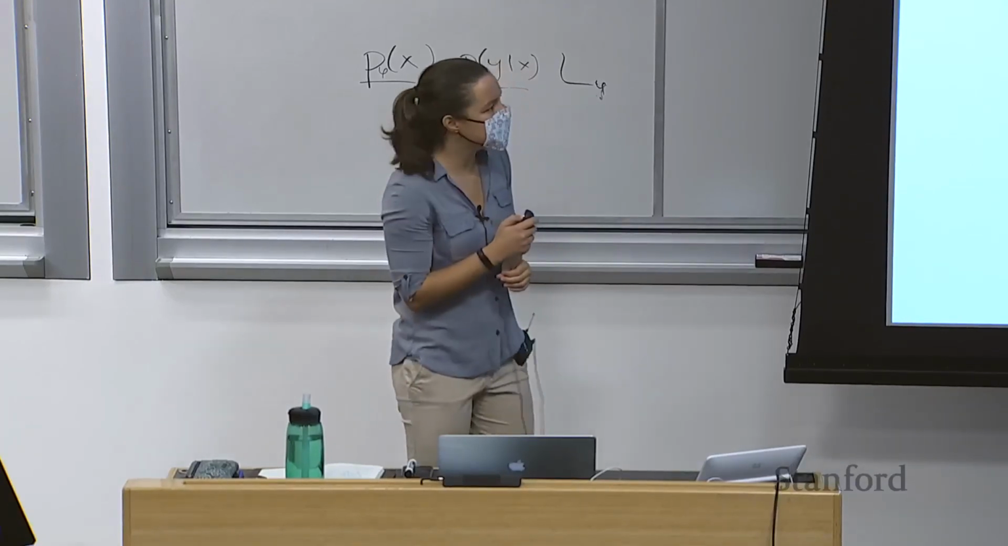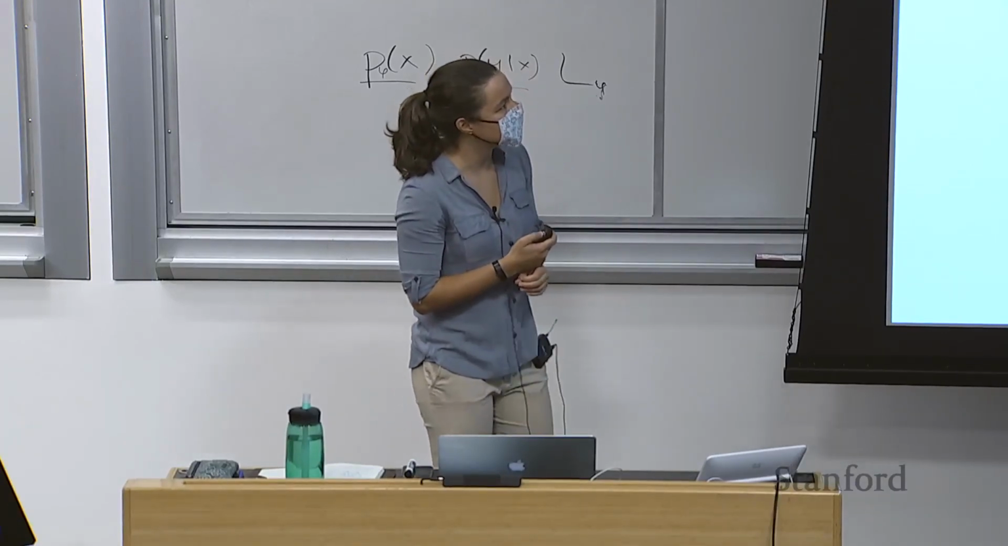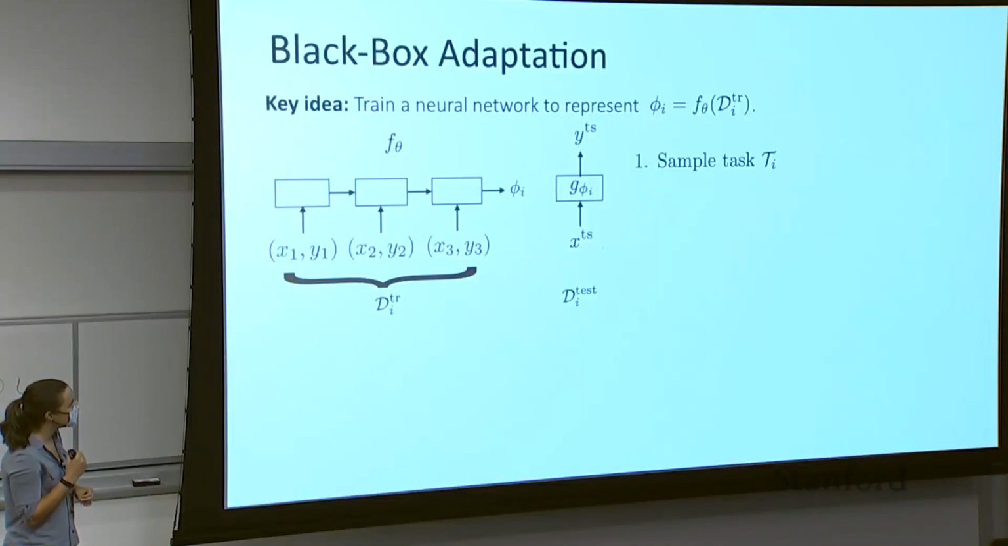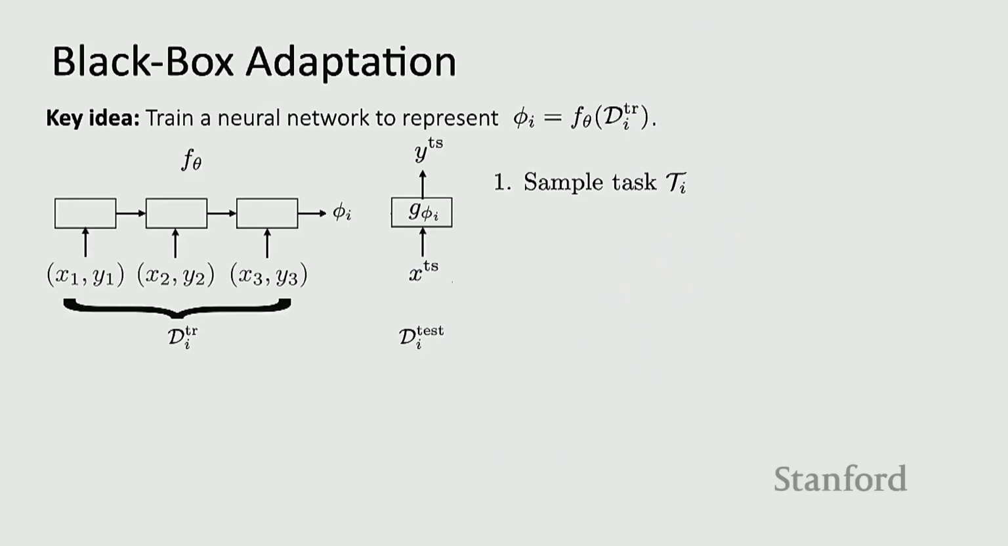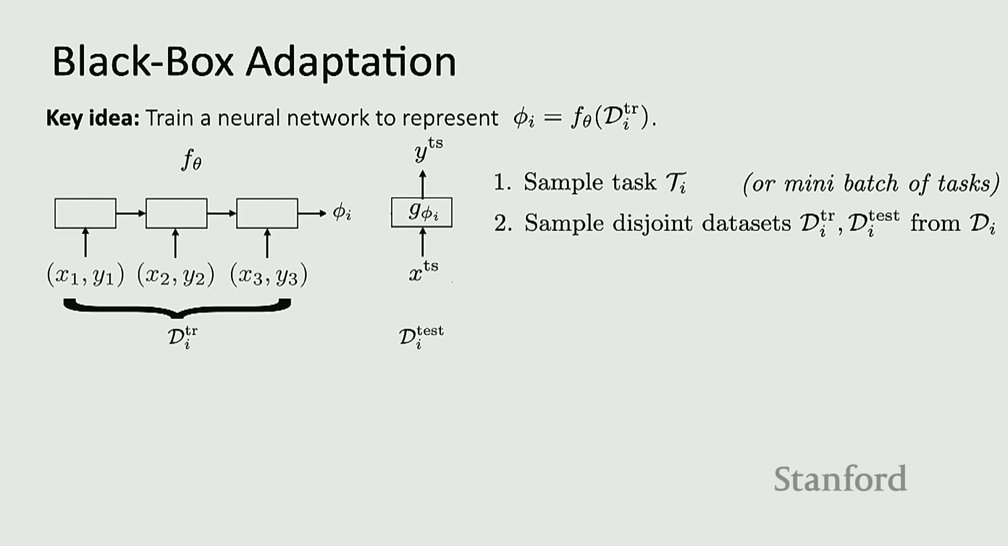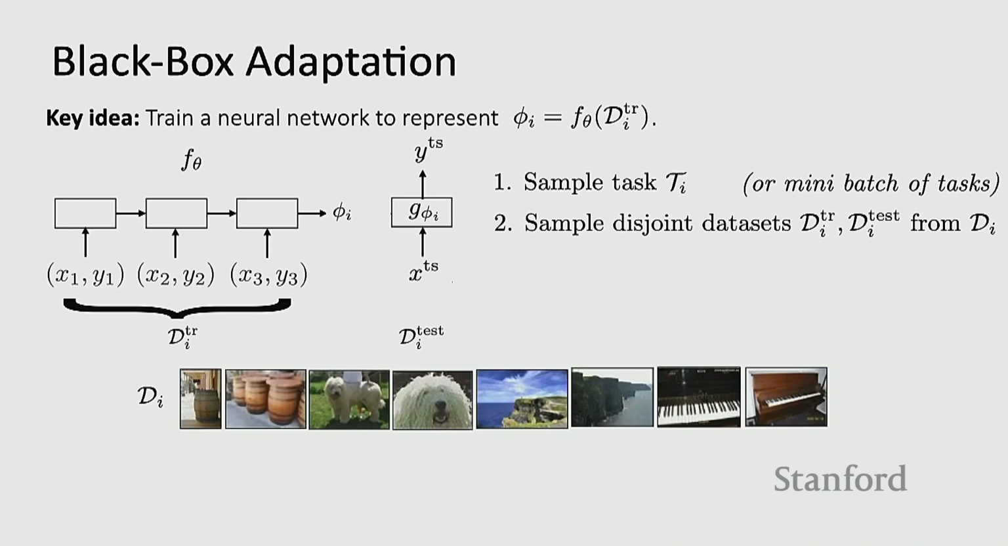And so now let's look at an example of how we could actually go about training something like this. What we'll do is first sample a task from our set of training tasks, or a mini batch of tasks. Then we'll sample a support set and a query set, or a train set and a test set, from the data set for that task. So say, for example, our task is to classify this kind of dog, landscapes, pianos, and barrels.